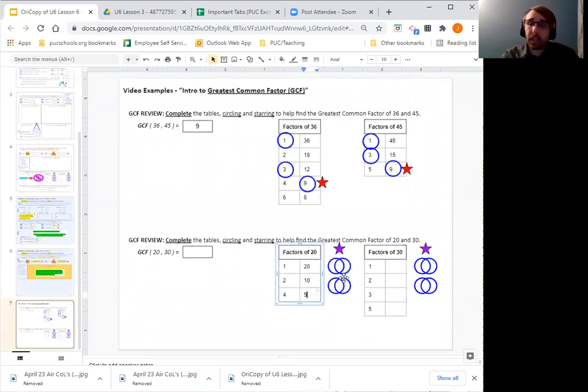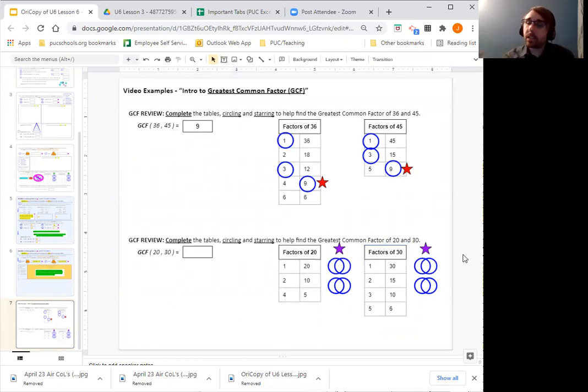Now I'm going to try 30. 1 times 30 will work. 2 times 15 will work. 3 times 10 will work. 4 does not work. 5 times 6 will work. And the next number would have been a 6, which is what we already have on the other side. And so we don't keep going with the list.